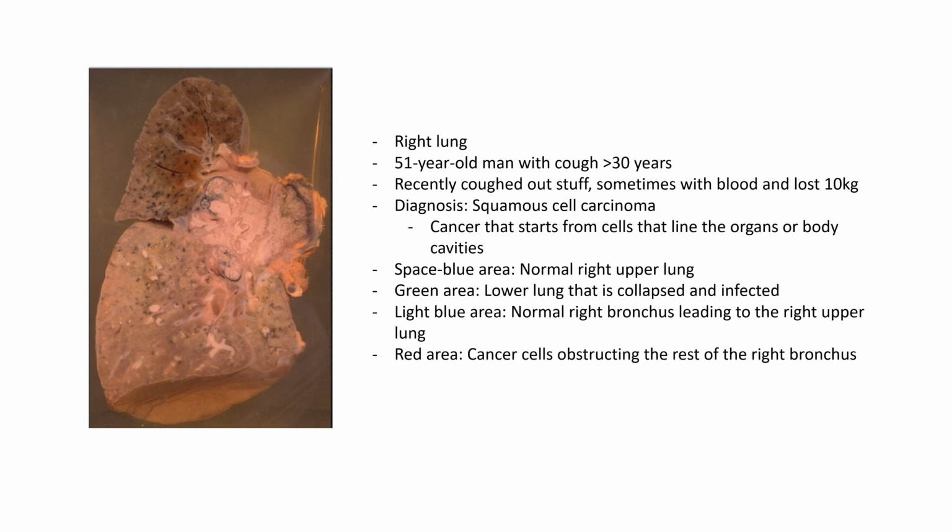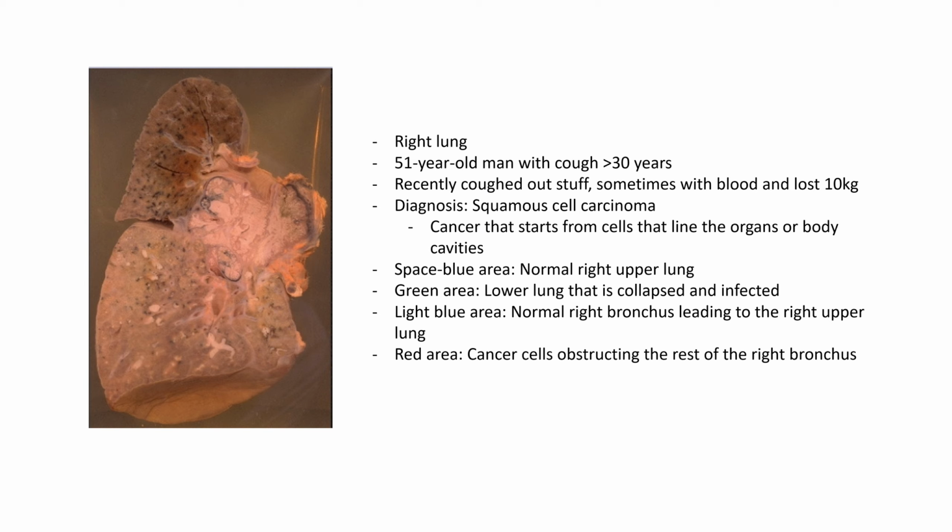The first specimen I've prepared for everyone is the following specimen that shows the right lung of a 51-year-old man that had a cough for over 30 years. Starting 2 years ago, he experienced progressive shortness of breath. 6 months ago, he started coughing out stuff, sometimes with blood, lost 10 kilograms of weight, and has chest pain in the right side. The type of cancer that is presented is called squamous cell carcinoma.